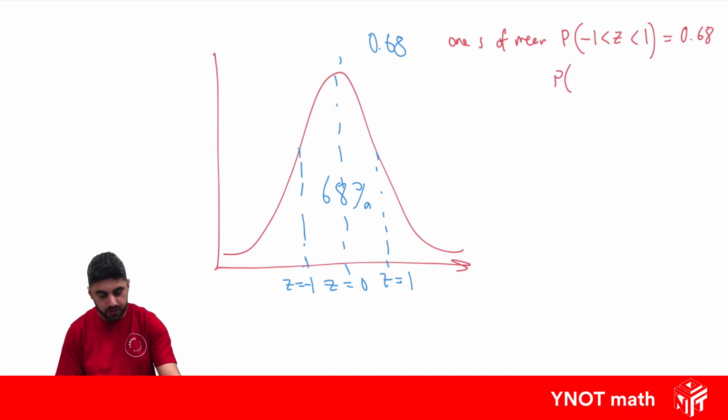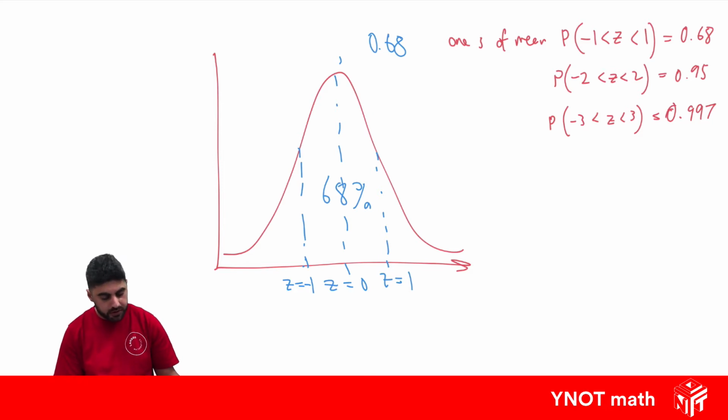So for a probability that it's going to lie between -2 and 2, that's going to be 0.95, because we know 95% of scores lie within there. And for a probability between -3 and 3, we know that's going to be 0.997, because it's 99.7%.